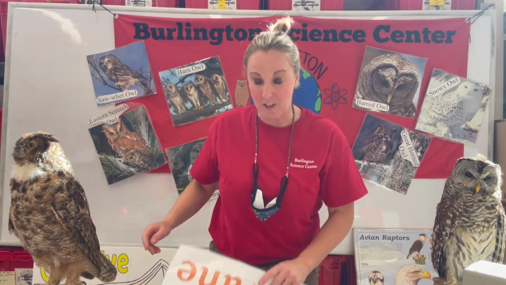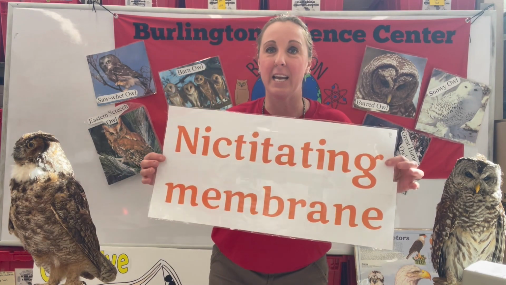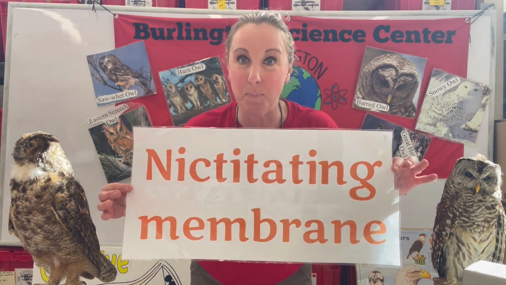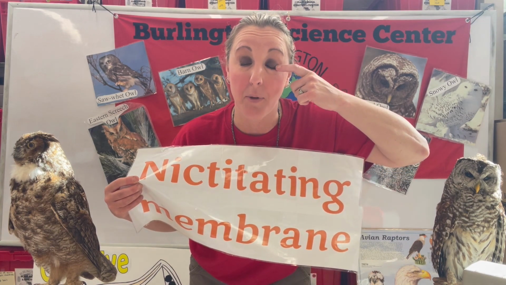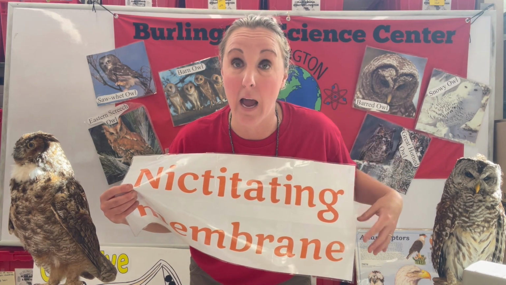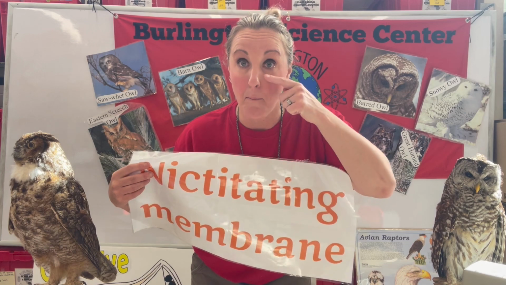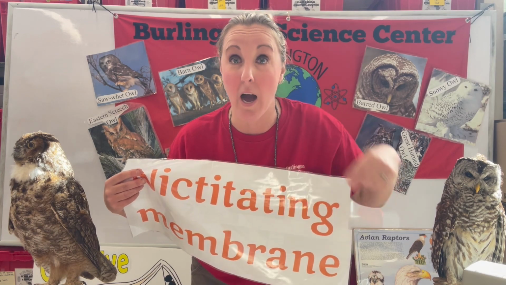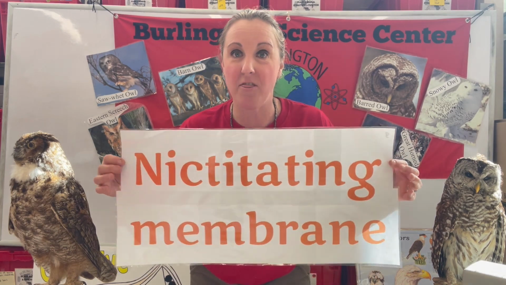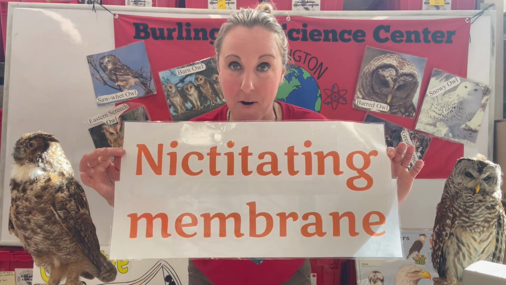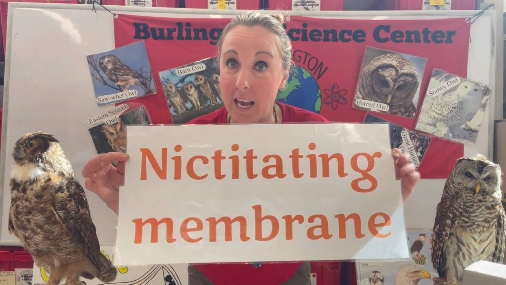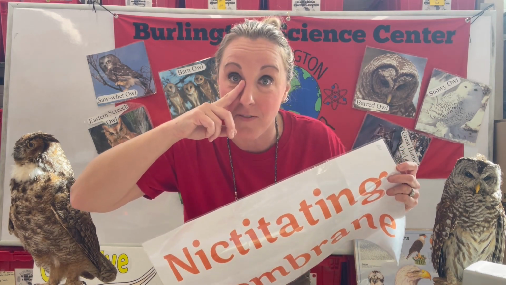Now, the other special thing that they have is called a nictitating membrane, and this is a special third eyelid. Owls have the same eyelid we do that blinks down. Go ahead, blink down. They have bottom eyelids that close up, which we don't have. And then their third eyelid is called a nictitating membrane. And it's cloudy and white, and it comes from the center of the eye and covers the eye for protection.